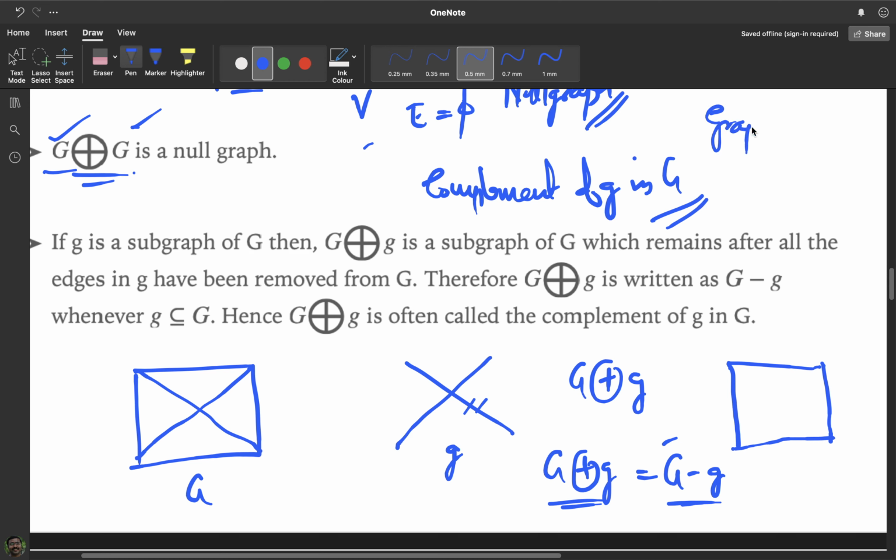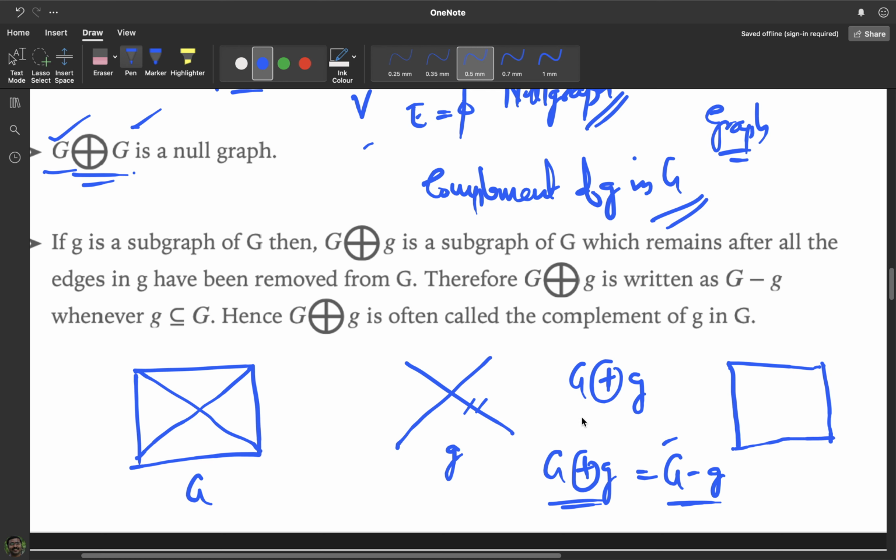The graph complement is actually drawn by taking the difference of the graph from the complete graph. So that is not what is being discussed here. Here we are discussing the complement of a subgraph in the original graph. Basically, it consists of all those edges which are not there in the subgraph. So we are just deleting those edges of the subgraph from the graph.